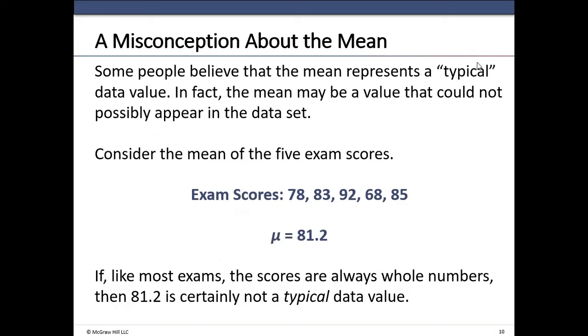Some people believe that the mean represents a typical data value. In fact, the mean may be a value that could not possibly appear in the data set. The mean of the 5 exam scores during the semester comes out at 81.2. Notice all the original scores are whole numbers, whereas the mean has one decimal place, 81.2. If, like most exams, the scores are always whole numbers, then 81.2 is certainly not a typical data value.